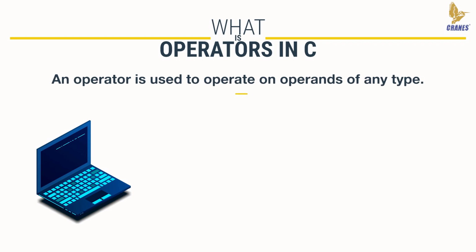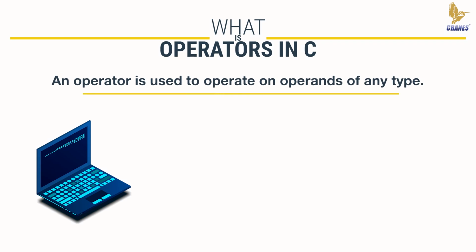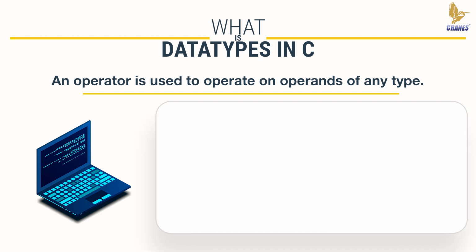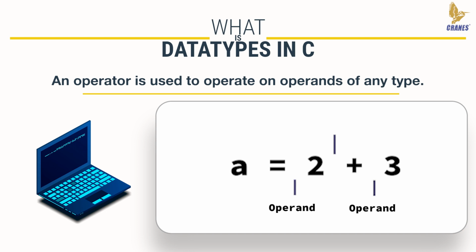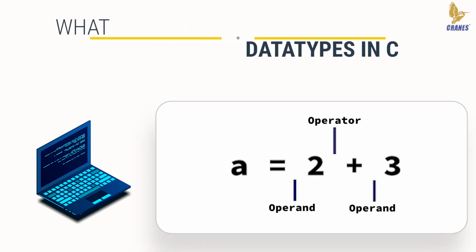An operator is used to operate on operands of any type. So, in short, an operator is a symbol. In the example, A equals 2 plus 3, 2 and 3 are the operands and plus is the operator. So basically, the addition operation is performed on two operands.